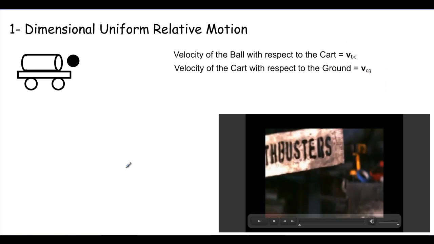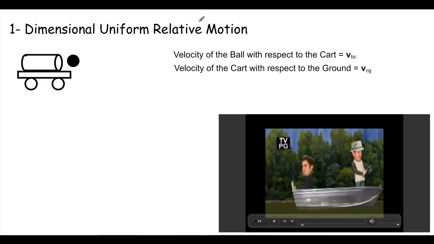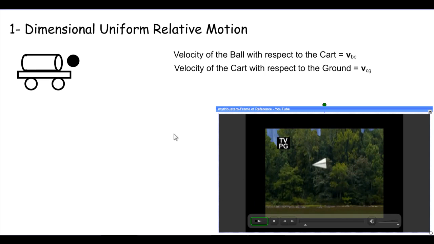So here we go. We're going to talk about one-dimensional uniform relative motion. Now, the uniform just means that the object is not accelerating. Instead, we're going to have a constant velocity. So we're going to go ahead and start this.